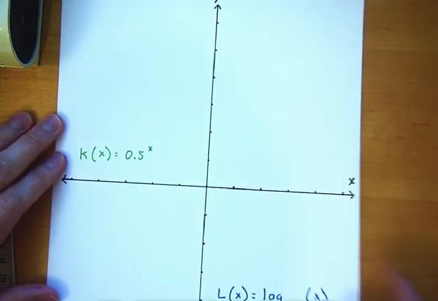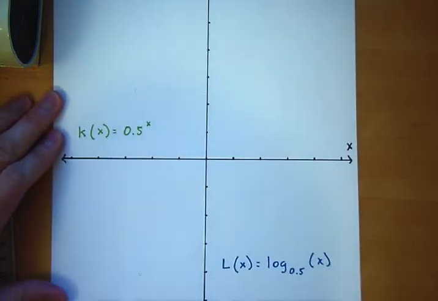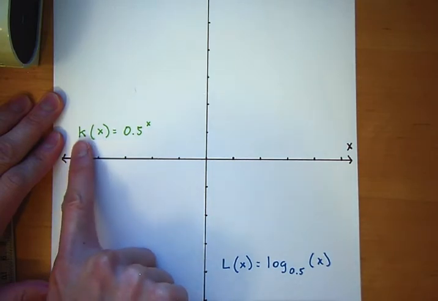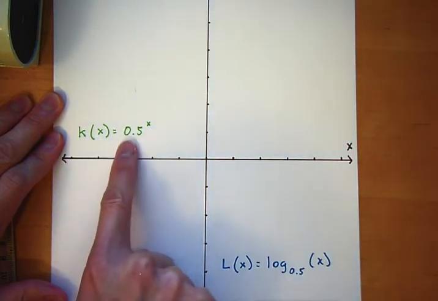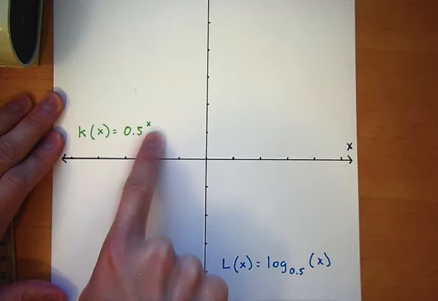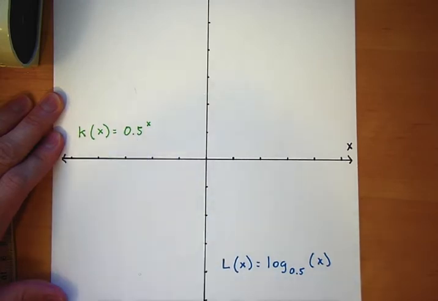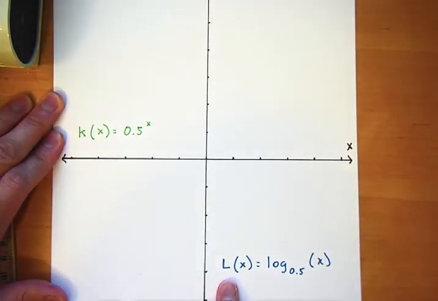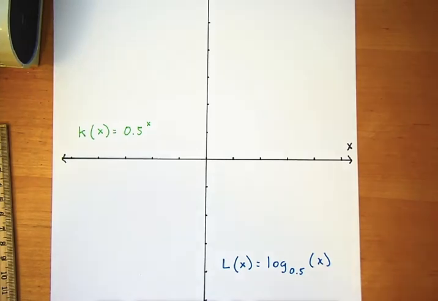Here we're going to look at these two right here. This is an exponential, K of x equals 0.5 to the x power, or 1/2. And our inverse logarithm is L of x equals log base 0.5 of x. And once again, L of x is like a y. So let's look at what the graph for this looks like.